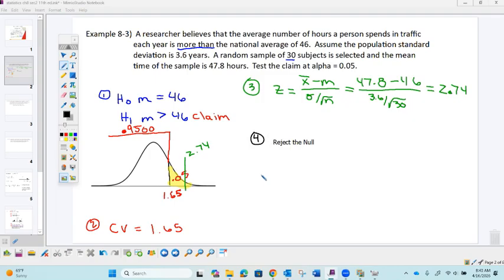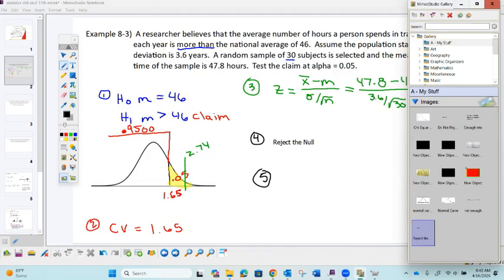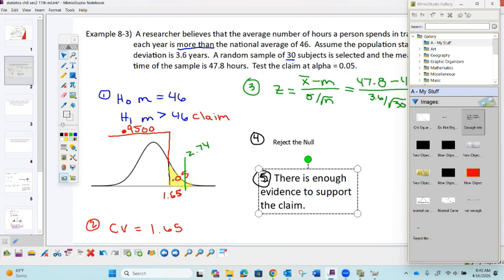Okay, let's do step 5. Now step 5 talks about the claim. So go back to step 1. Did they claim the white area or the shaded? They claimed the shaded. Go to the shaded and look for your evidence. That test value, that green line, is your evidence. It's in the shade. So we are going to choose there is enough evidence to support our claim.